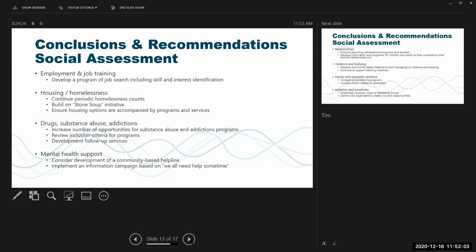Mental health supports: consider the development of a community-based helpline so that people know where to call, and from that call will know where to get in touch with and be engaged with appropriate services and supports. And implement an information campaign on "we all need help sometime." So breaking that stigma that seems to surround mental health, that if you need that somehow, that's a failing on your part, instead of like any other medical condition. We all need medical assistance at some point, and mental health is really no different.